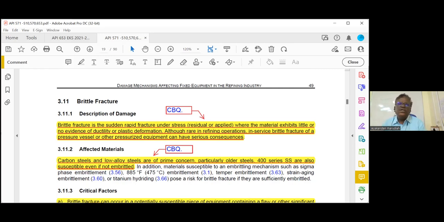Next is the appearance of a brittle fracture. For example, the material will break into two pieces like this. It will be straight because there will be no elongation. But sometimes in the broken piece you can see a small shear lip. A small piece will be there like this. It will be straight with a small shear lip.